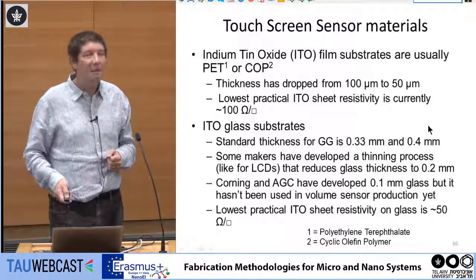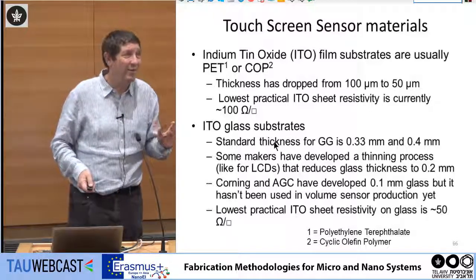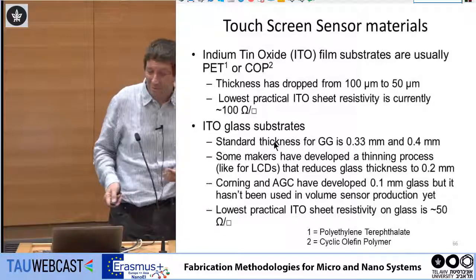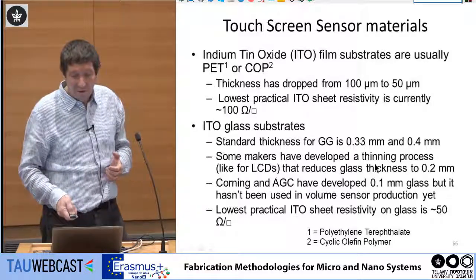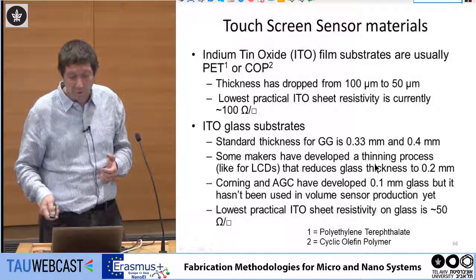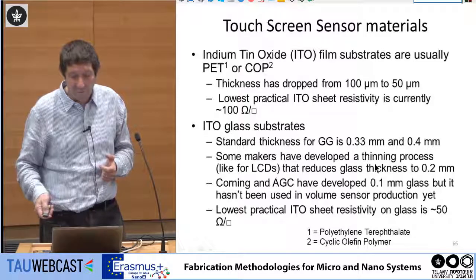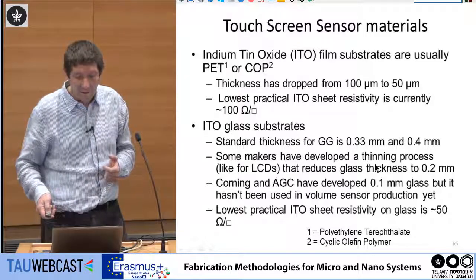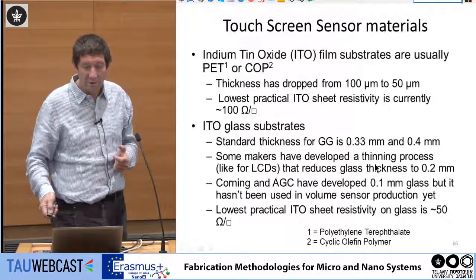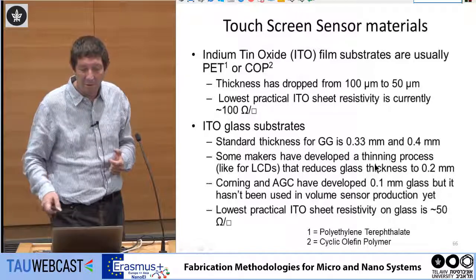And another interesting material in the display, which I'm not going to talk about today, but which by itself is very interesting, is the glass itself. In many cases some makers have developed thinning processes to reduce glass thickness to 0.2 millimeter, like Corning and AGC, 100 micron thick glass, but it hasn't been used in volume manufacturing. And ITO, indium tin oxide on glass, I put here 100. People can go down to 50, but not much better.